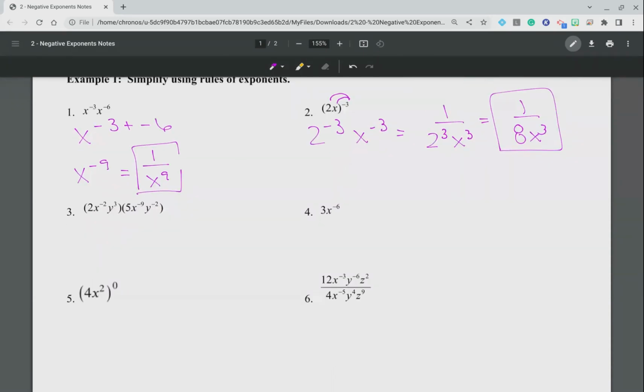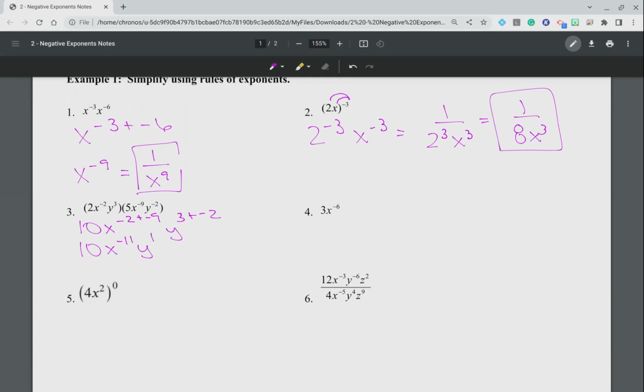All right, number 3. Again, using multiple rules here. We are multiplying these two monomials together. So 2 times 5 is 10. And then this is going to be x to the negative 2 plus negative 9, and then y to the 3rd plus negative 2. Add those exponents together. So here we have 10x to the negative 11th, y to the 1st.